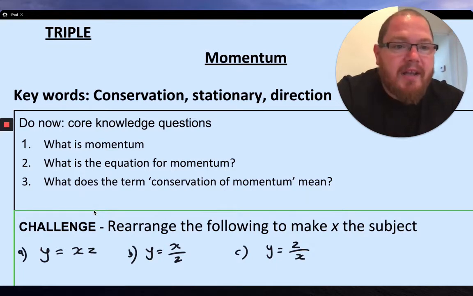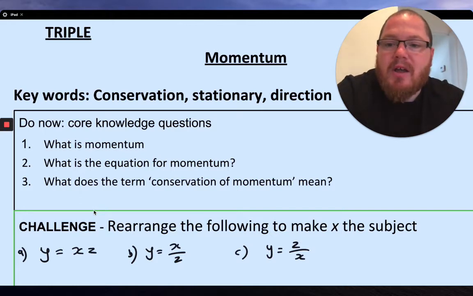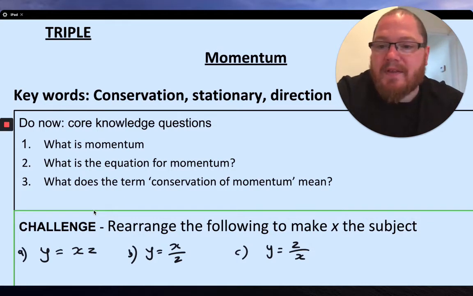What I'd like you to look up is what is momentum. Maybe watch a quick video on it. What is the equation for momentum? I think you'll get that as you look up momentum. We're looking for this term conservation of momentum. You might have heard of the term conservation of energy before, and it kind of links with this topic. Conservation of momentum is what we're really looking for in this lesson.